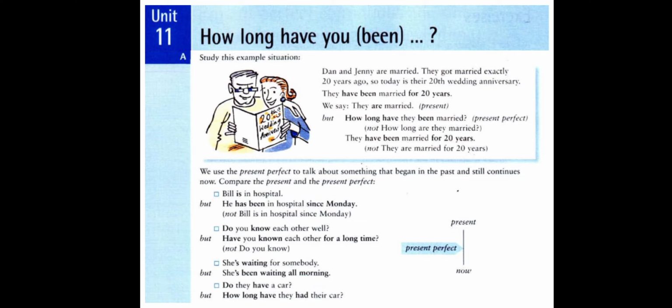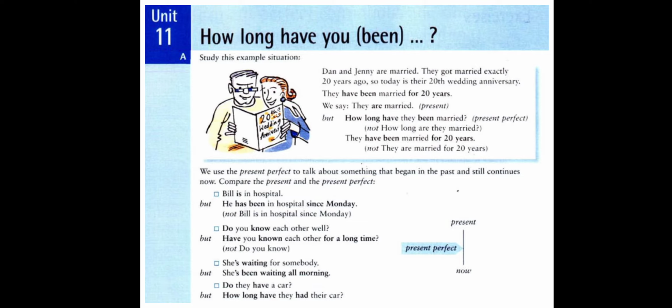Do you know each other well? This means, do you know each other well now? We speak about a situation now. And the verb know is a stative verb. That's why we can't use it in the present continuous. So we use it in the present simple. And to form a question in the present simple, we use do. So it becomes, do you know each other well now?